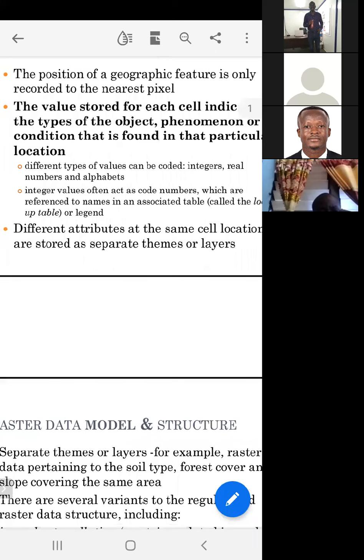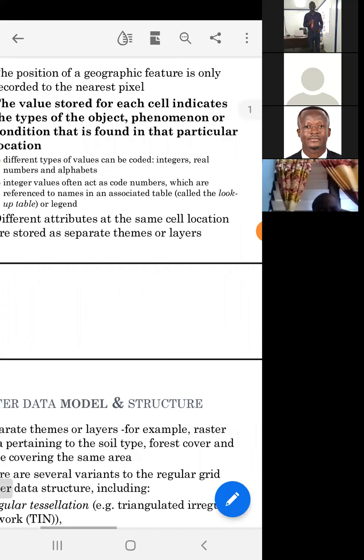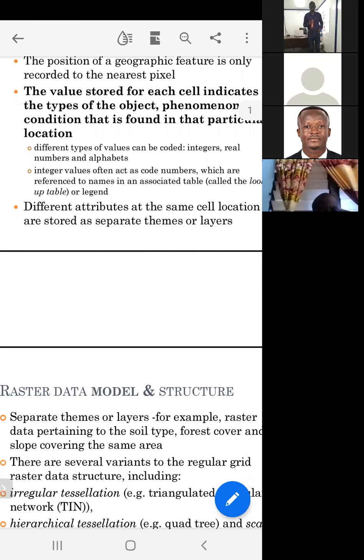Different attributes at the same cell location are stored as separate themes or layers. So guys, we talked about themes and layers. We talked about the overlay. Remember that, okay? You never know, that might even come in your midsummer. I'm going to have to give you something to do for your midsummer. Okay, get ready for it. But we've talked about this already.